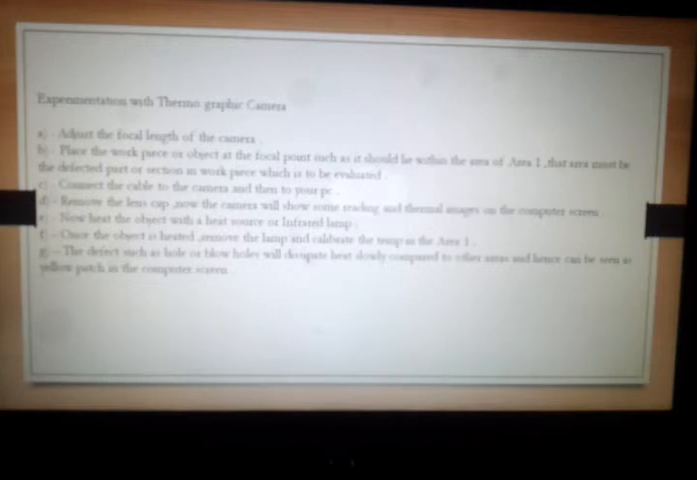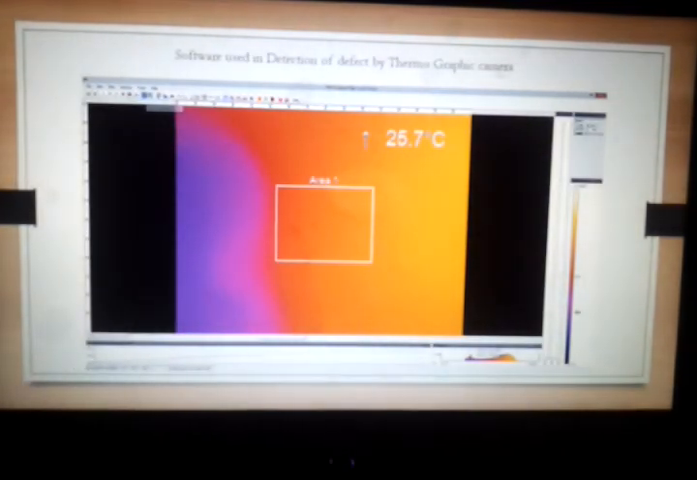Now heat the object with a heat source or infrared lamp. Once the object is heated, remove the lamp and calibrate the temperature in area 1. Now the defects such as holes or blowholes will dissipate heat slowly compared to other areas, hence can be seen as a yellow patch on the computer screen. We performed the experiment and we evaluated certain defects. This is the software which we use for determining the defect by using the thermographic camera.